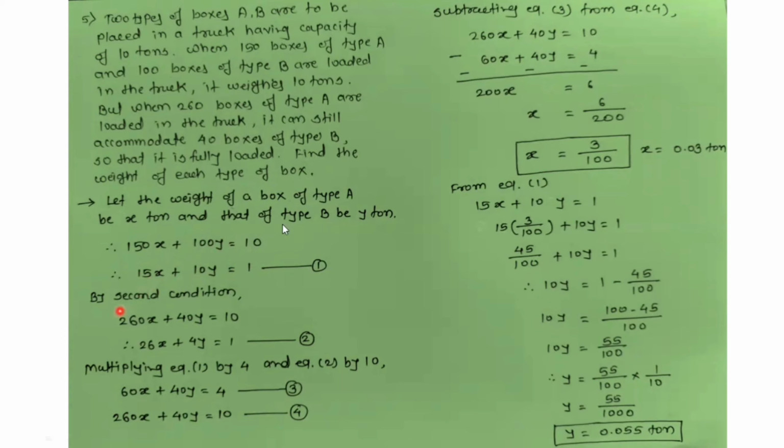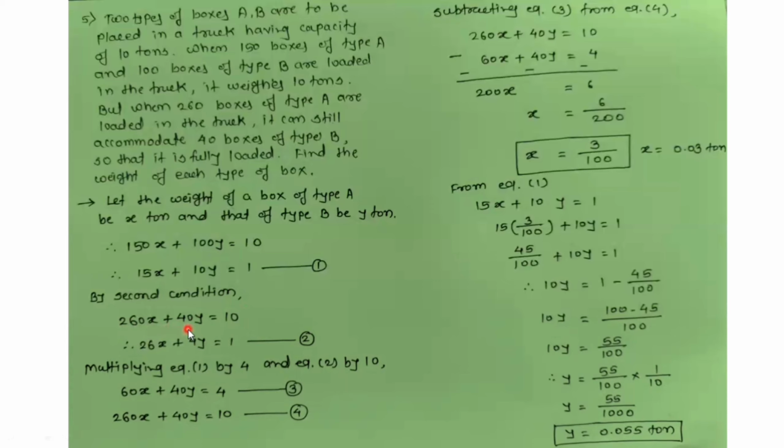From the second condition, we have 260 boxes of type A loaded in the truck. It can still accommodate 40 boxes of type B so that it is fully loaded. That means to fully load a truck, we need 260 boxes of type A and 40 boxes of type B. Therefore, the total weight of boxes of type A is 260 into x, that is 260x, and the total weight of boxes of type B is 40 into y, that's 40y.